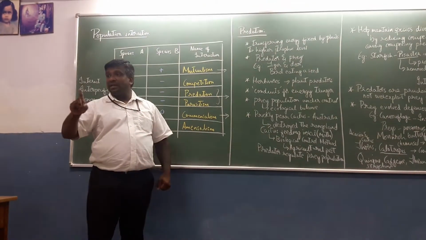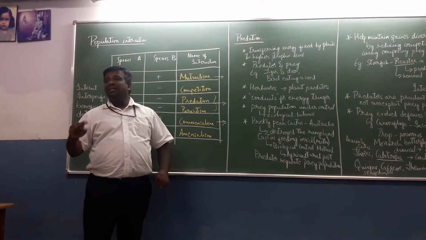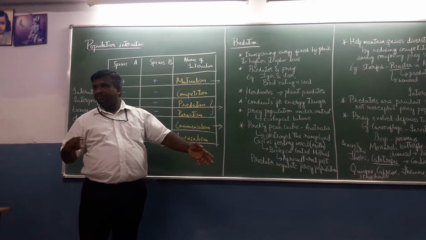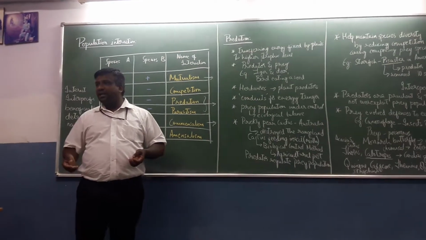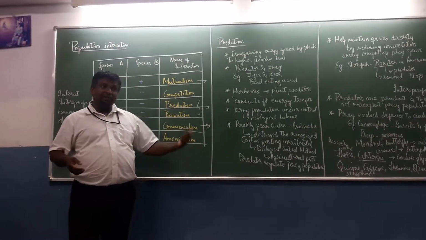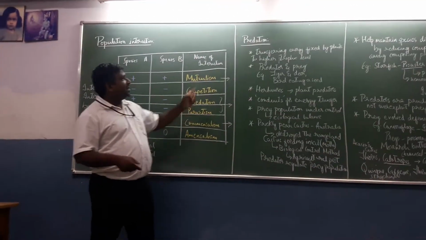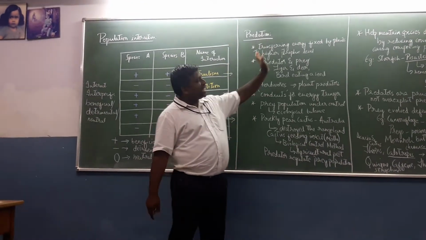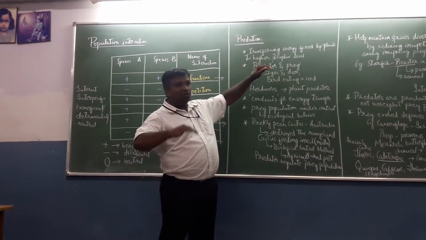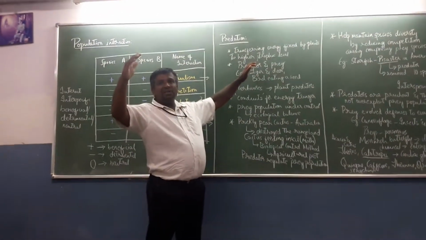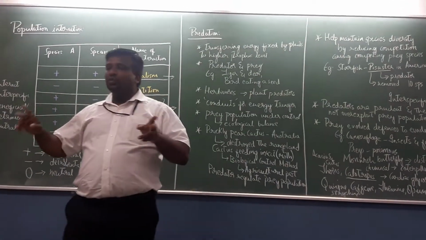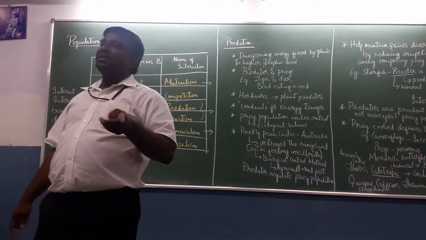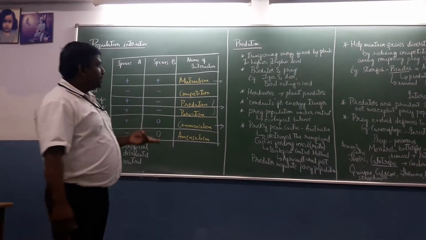Now herbivores are also predators, but they are plant predators. Earlier we used to think only carnivores are predators, but now even herbivores are predators. So transferring energy fixed by plants from one trophic level to the higher trophic level is done by this predation. So they should have two species. One of the species is predator, another species is prey.